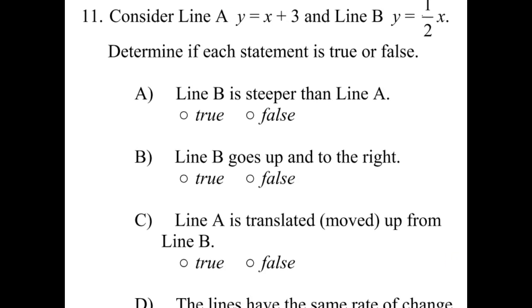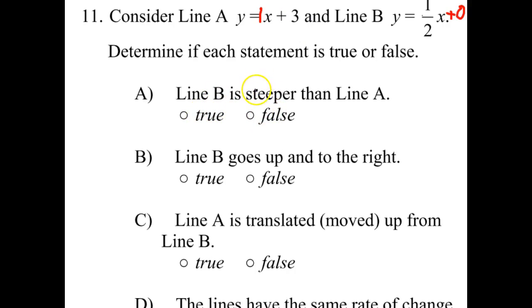Here we go. Let's look at these. Consider line A, y equals x plus 3, and line B, y equals 1/2 x. Something might help here. Let's put in some missing numbers. So x plus 3 is the same as 1x plus 3. So my slope here is 1, and my slope here is 1/2. We don't have a y-intercept here, so that's the same as a y-intercept of 0. This has a y-intercept of 3. So that might help on some of these.